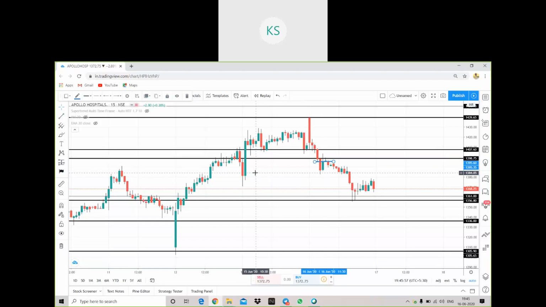Can you please repeat the SL? SL will be the breakout candle. See, this is the candle which has given a breakout, right? So the breakout candle high will be SL, right? Yeah. And does it matter what is the color of the first candle? It's the red candle, right? No, color does not matter.